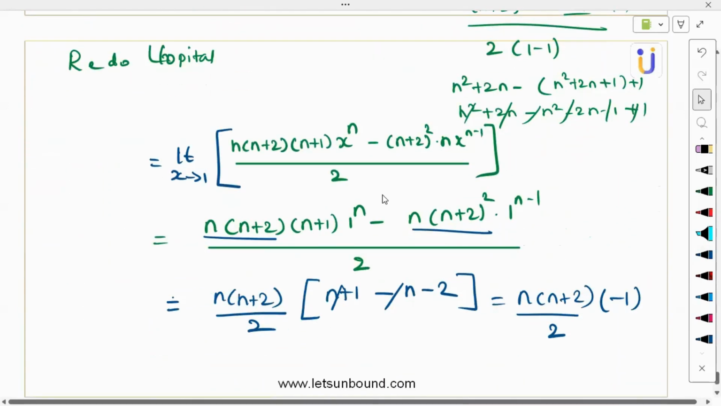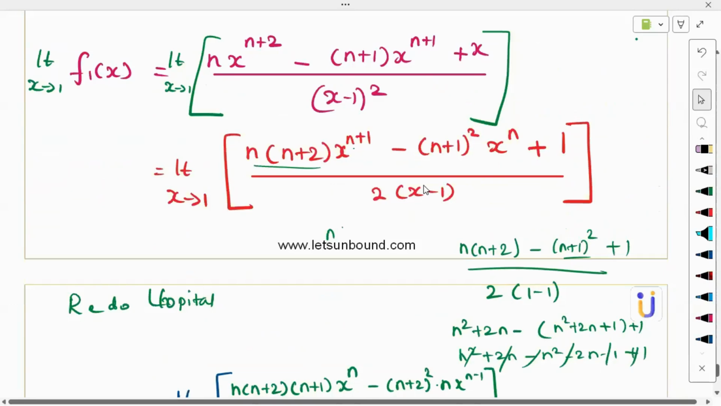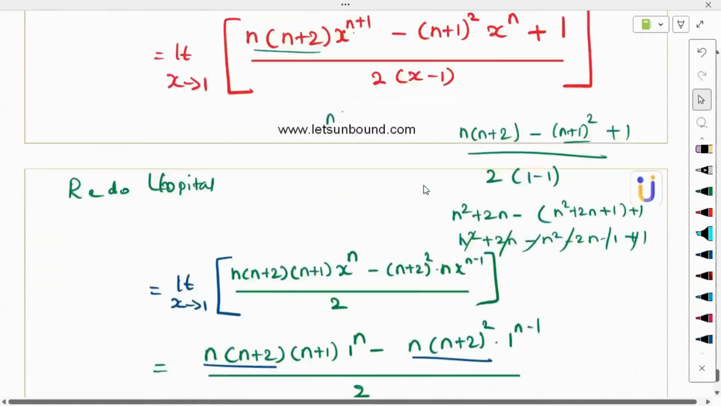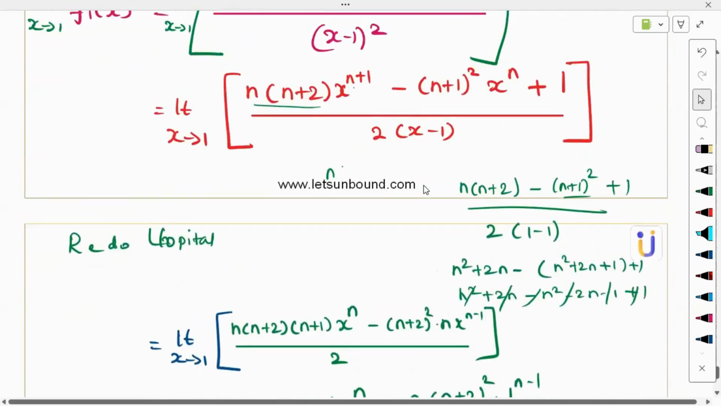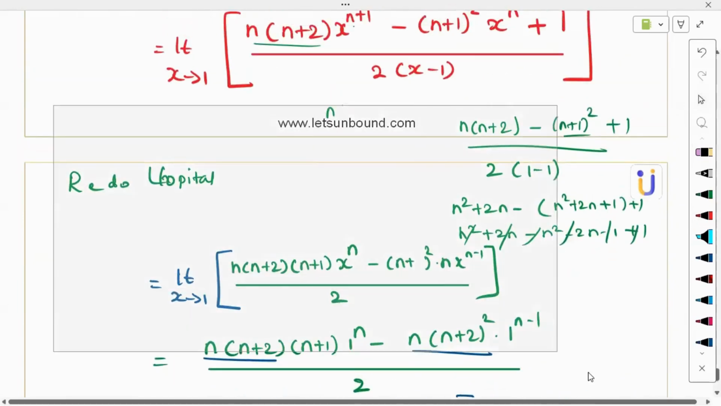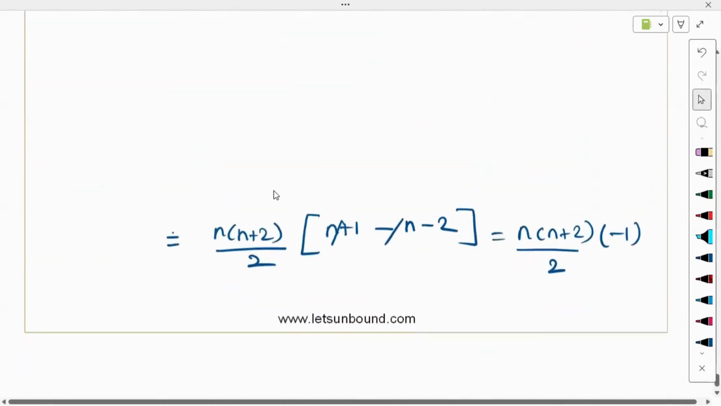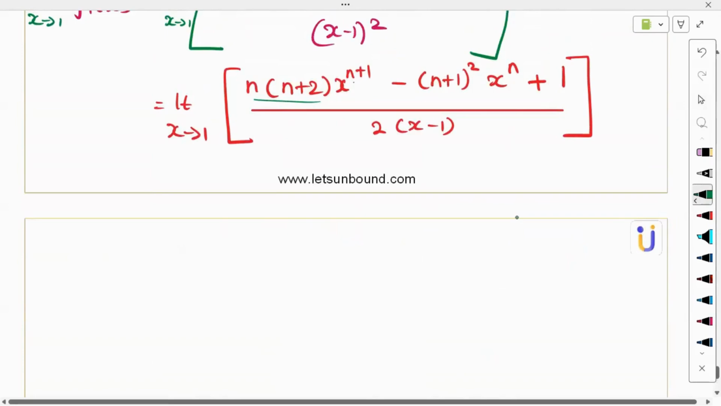Okay, let's check this. N into x power, okay, here n plus 1. Okay, actually here n plus 1 should come. Let's change this. Right. So let's do by, okay, we got this, right?